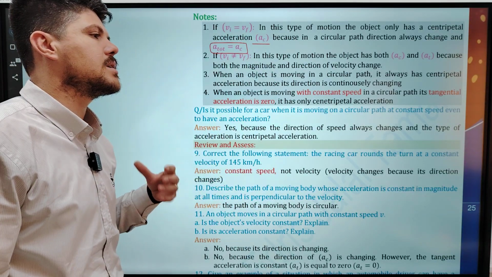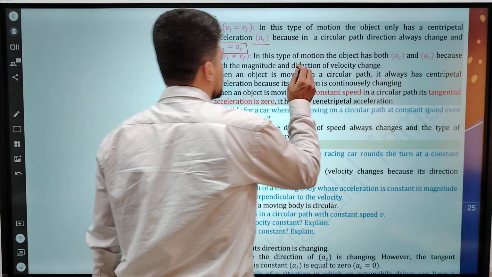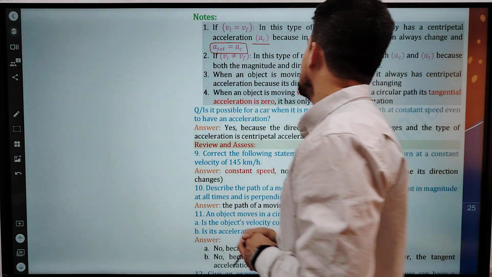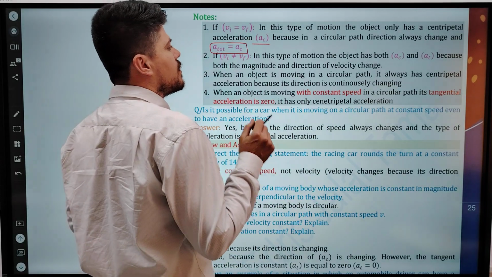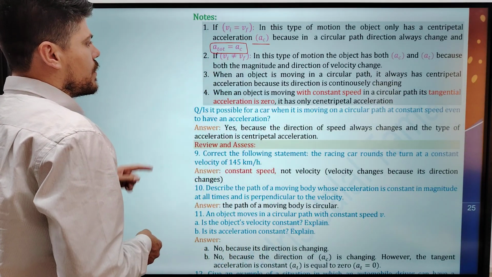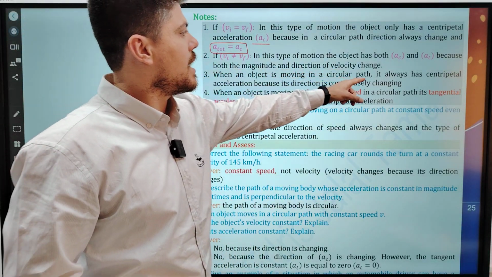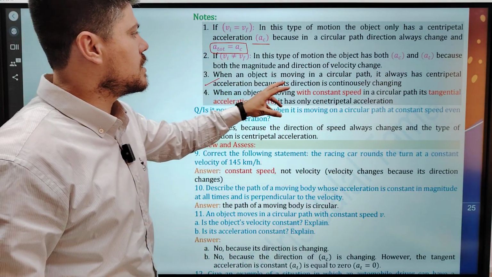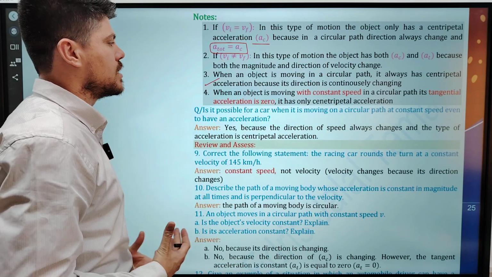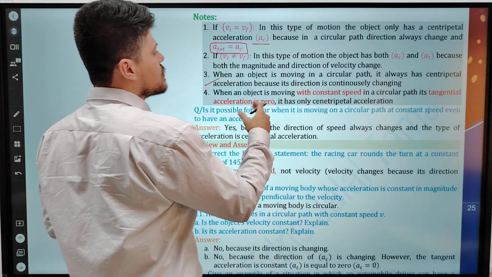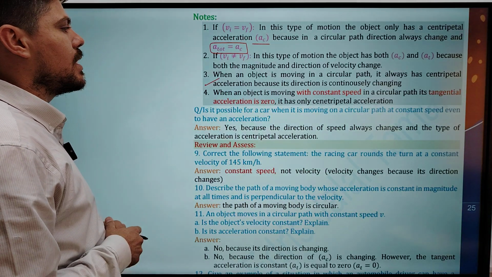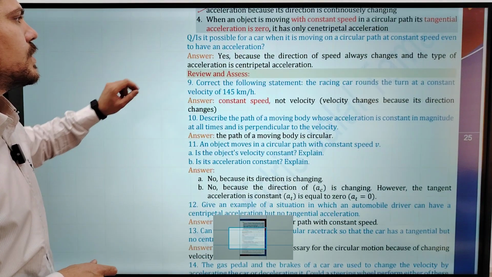If V initial is not equal to V final in a circular path, the object has a non-uniform circular motion. In this type of motion, the object has both AC and AT, because the magnitude and the direction of the velocity change. When an object is moving in a circular path, it always has centripetal acceleration, because its direction is continuously changing. But when an object is moving with constant speed in a circular path, tangential acceleration is 0, and it has only centripetal acceleration.